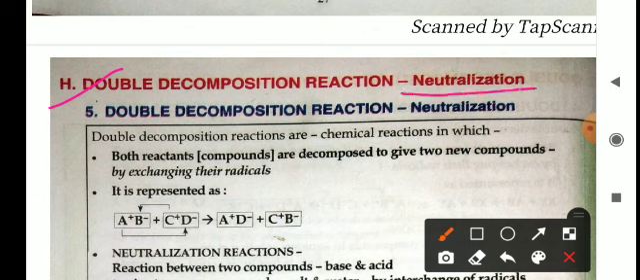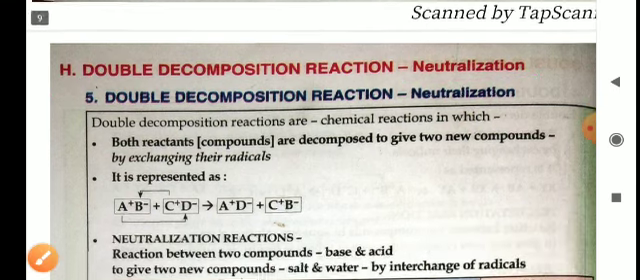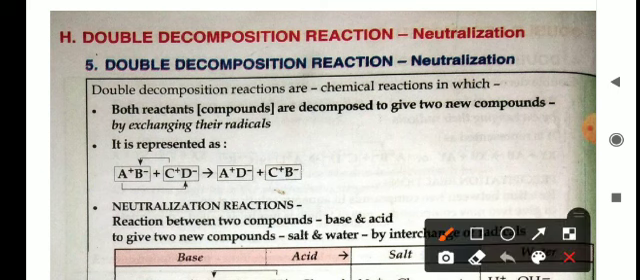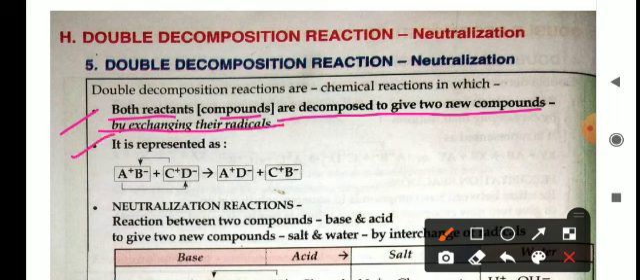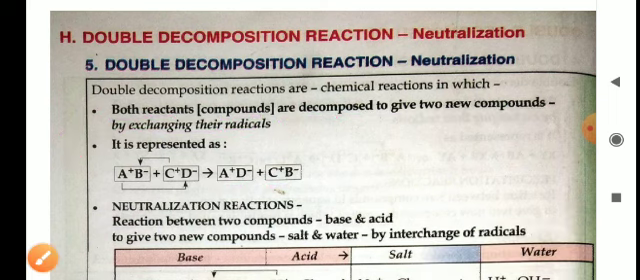So, what is the neutralization reaction? As we know, in a double decomposition reaction, both reactant compounds are decomposed to give two new compounds by exchanging their radicals. It is represented as AB plus CD, where A goes with D to form AD and B goes with C to form CB. This is the basic representation of a double decomposition reaction.